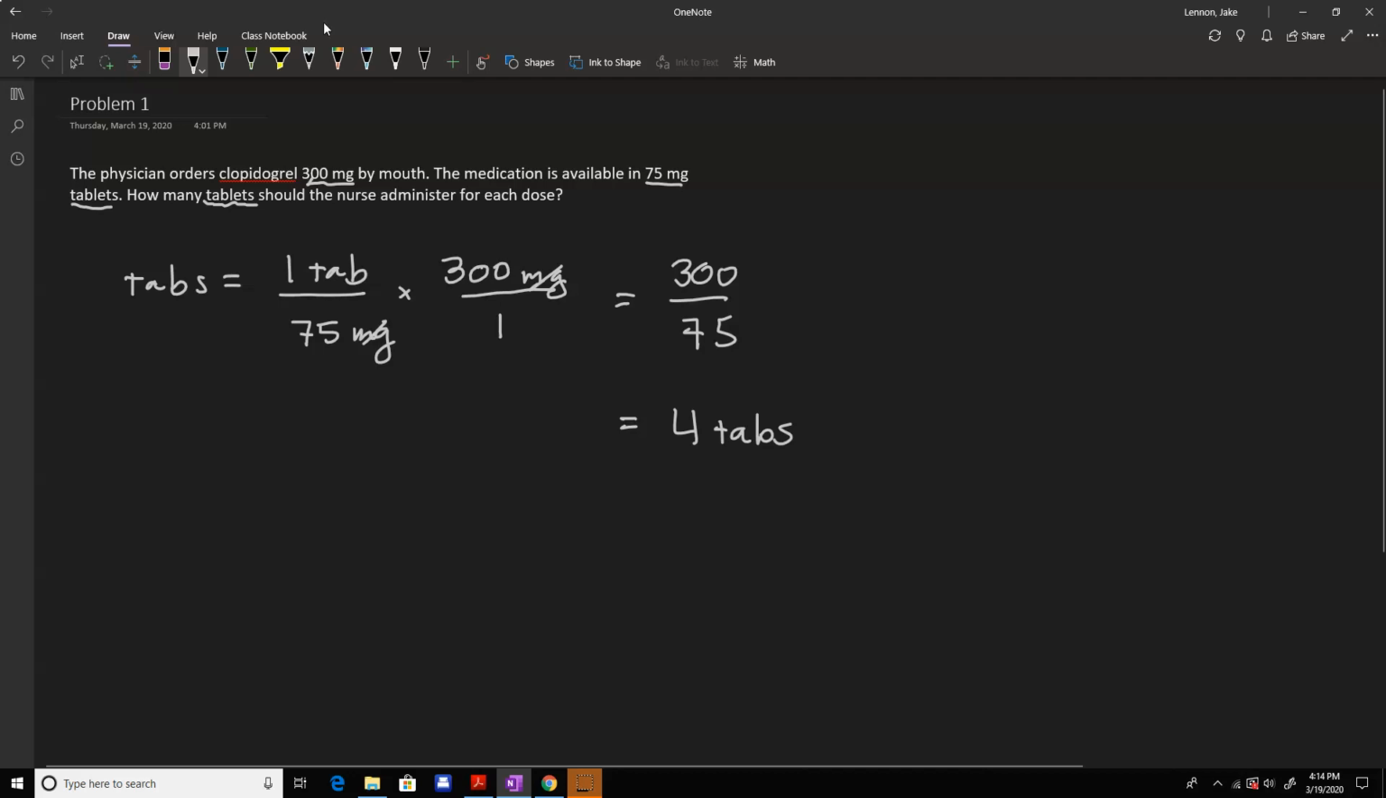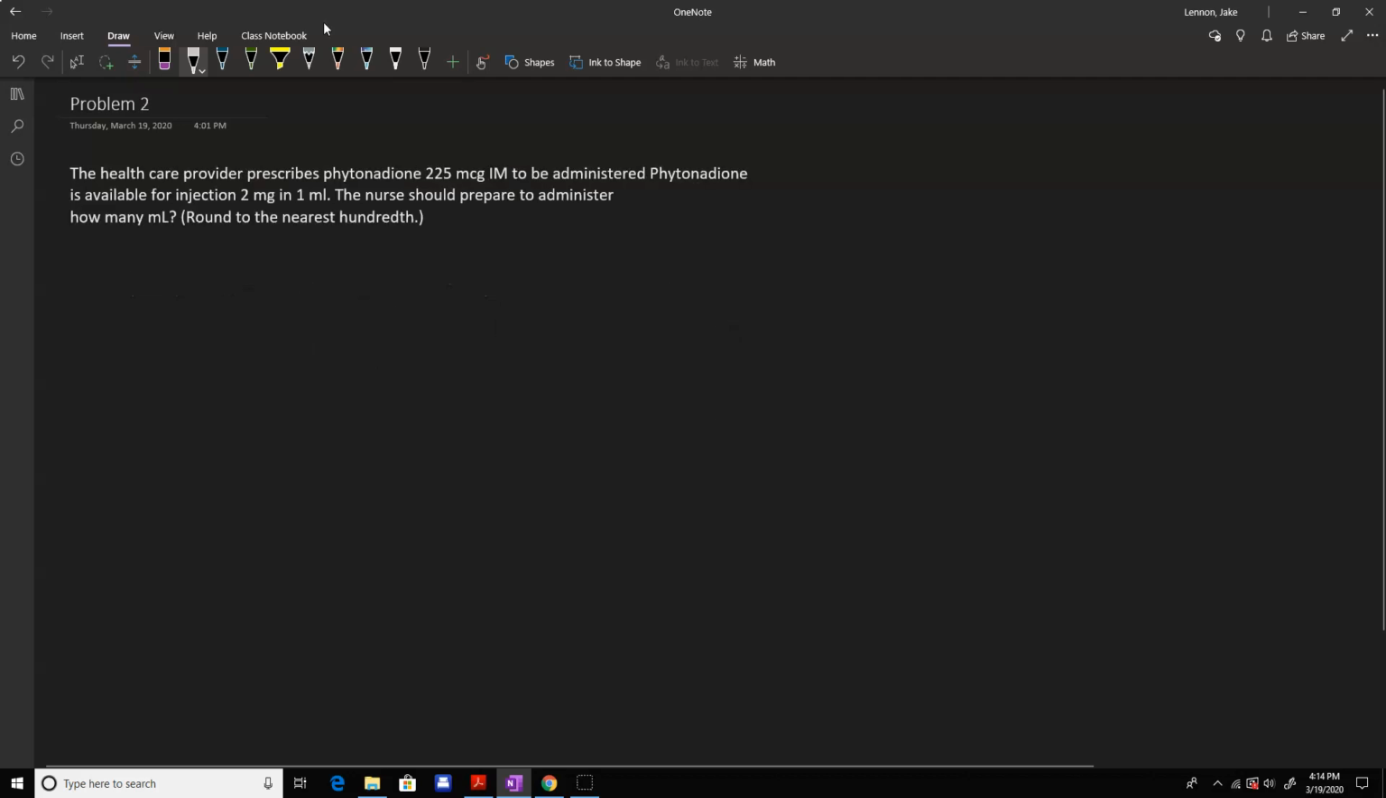That was a very easy one-step problem, but that's the setup that you go into in general. You identify the unit that you want to finish with, and then you try to find that in the problem, and then cancel any other units. That's the goal. So let's go ahead and go to the next problem. They'll get a little more challenging as we go on.